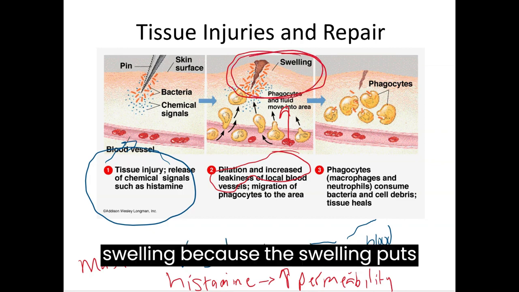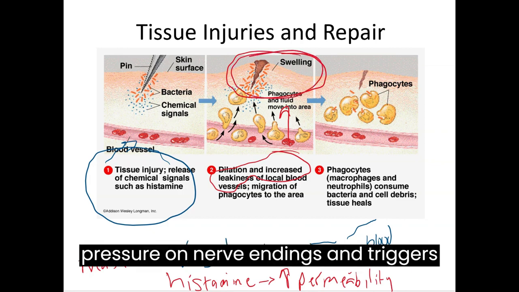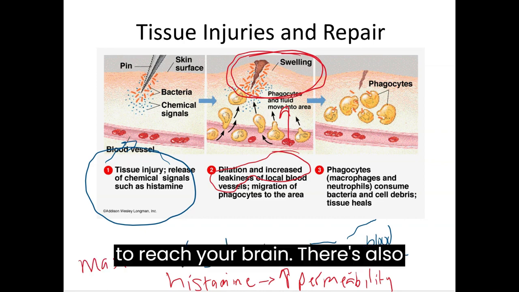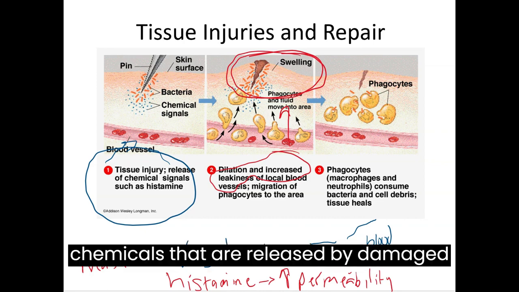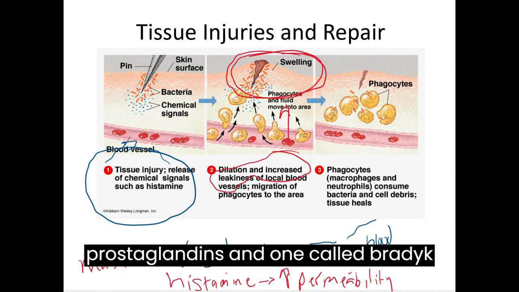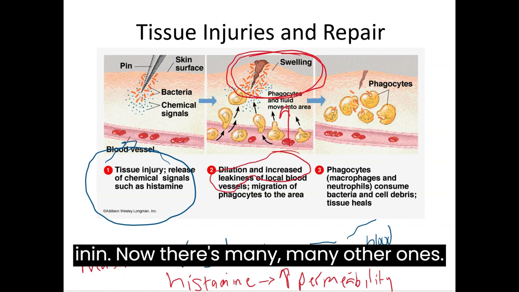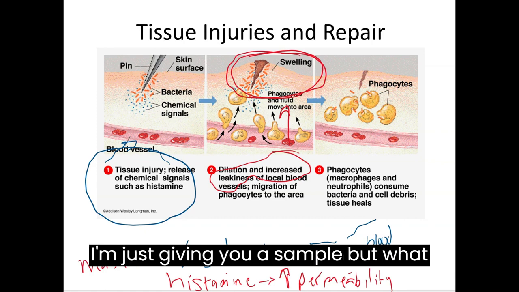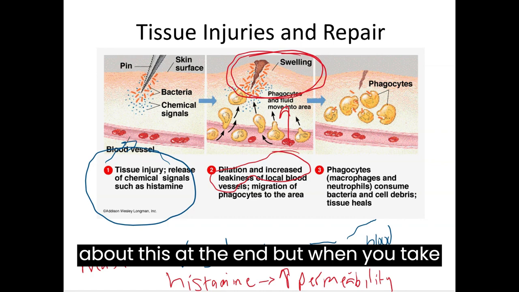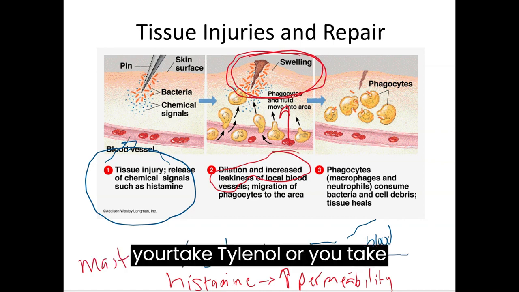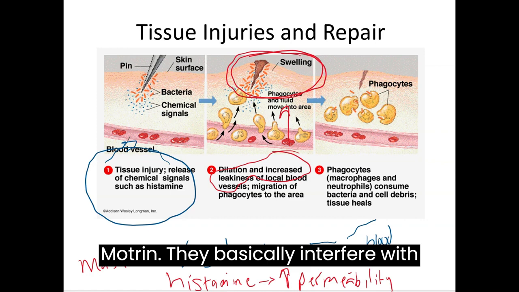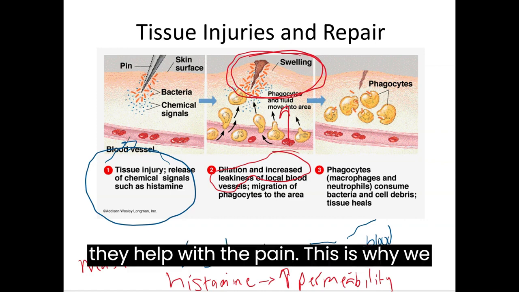One is the swelling, because the swelling puts pressure on nerve endings and triggers pain information to reach your brain. There are also chemicals released by damaged cells that cause pain, such as prostaglandins and one called bradykinin. Now, there are many other ones. I'm just giving you a sample. And we'll talk about this at the end, but when you take Tylenol or Motrin, they basically interfere with forming these chemicals, which is why they help with the pain.